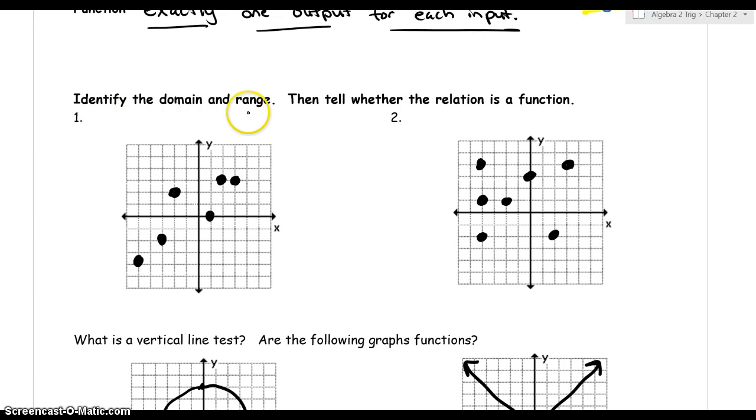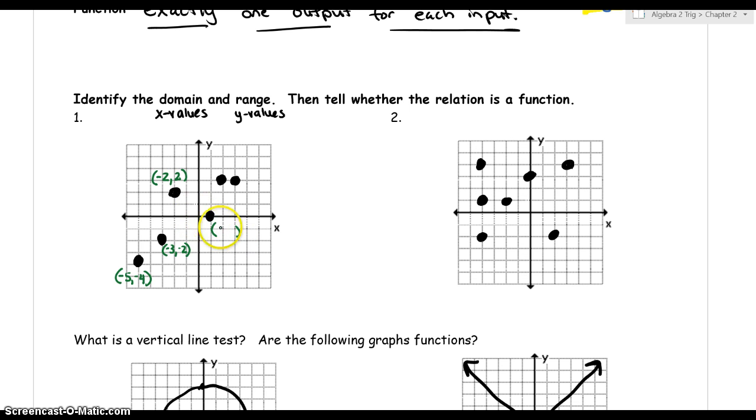It says identify the domain and range. First, I know that the domain is all the x values, as we just talked about, and the range is all the y values. Sometimes it's hard for me to see what the x and y values are, so what I do is write these points out. For example, I know that this point is located at -5, down 4, so this is located at -5, -4. I know that this point is located at -3, -2. I know this point is located at -2, 2.